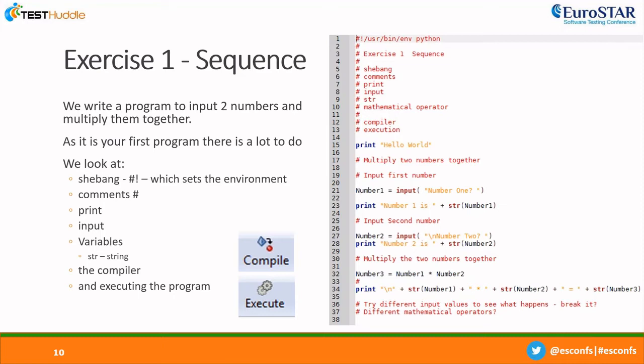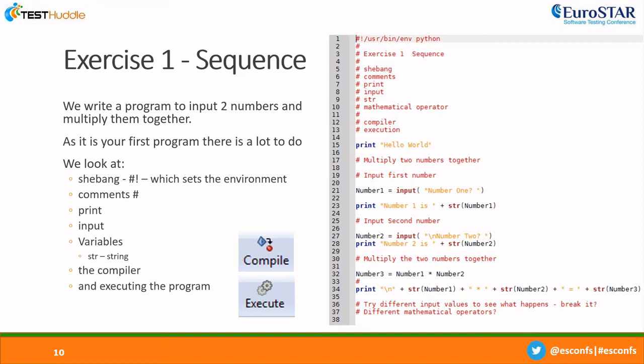Our first exercise is to write a program that inputs 2 numbers and multiplies them together. Even though this is a simple program, it's our first program, so there's a lot to do. Everything is new, and that's change, and that makes us feel uncomfortable. But by the end of the workshop, anyway, it did seem like second nature.